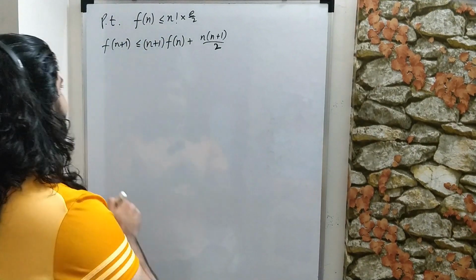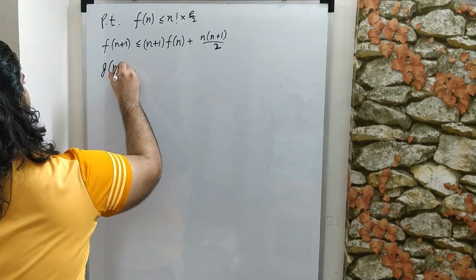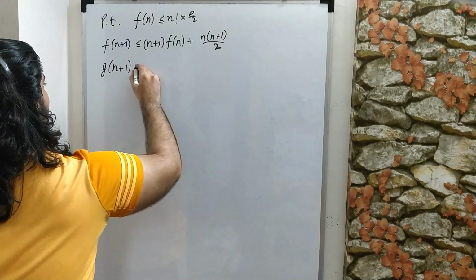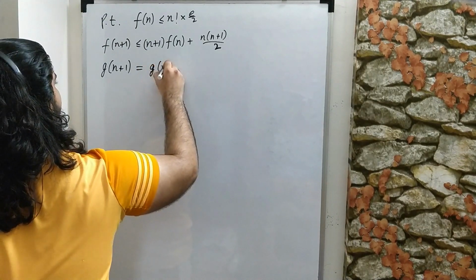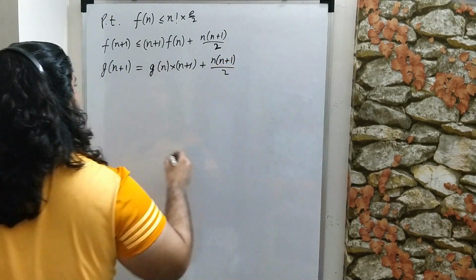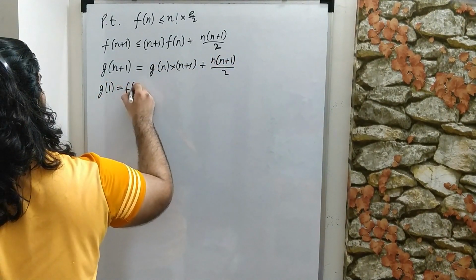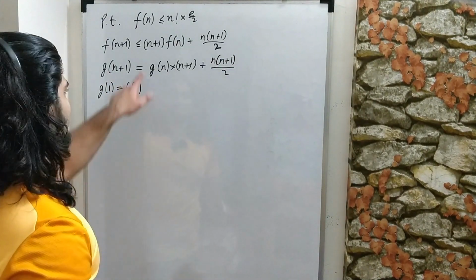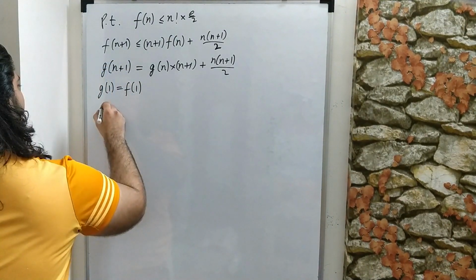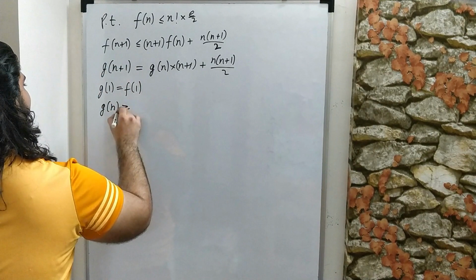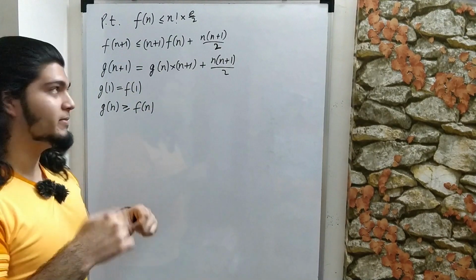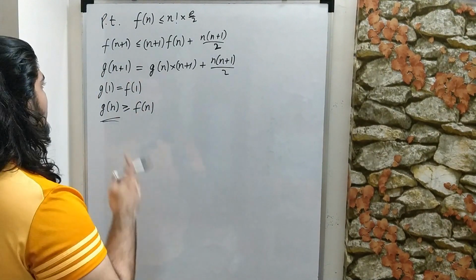And now what we'll do is we'll define a new sequence g(n), and we'll define it by g(n+1) is equal to g(n) times (n+1) plus n(n+1)/2, and g(1) is equal to f(1). So what we have basically done is we have changed this inequality sign into an equality sign, and then we are guaranteed that g(n) is greater than or equal to f(n). So if we find an expression for g(n), then we are basically done, because we can put that over here and we have found our upper bound.